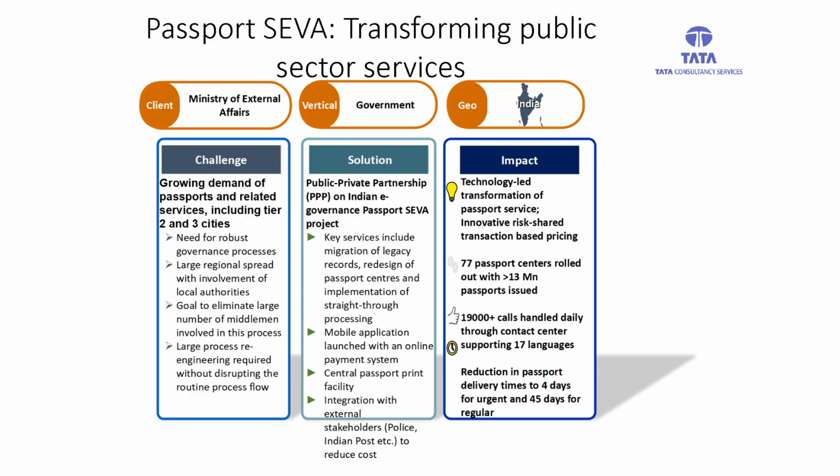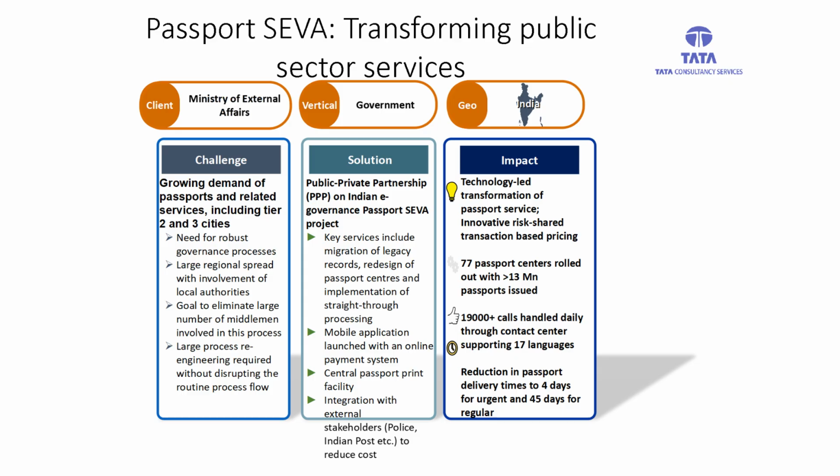and then government is there, and then how the country is there. So you see, if you talk about the challenge, I think growing demand of passports and related services, including tier 2 and tier 3 cities, need for robust governance process, large regional spread with involvement of local authorities, goal to eliminate large number of middlemen involved in this process, large process re-engineering required without disrupting the routine process flow.